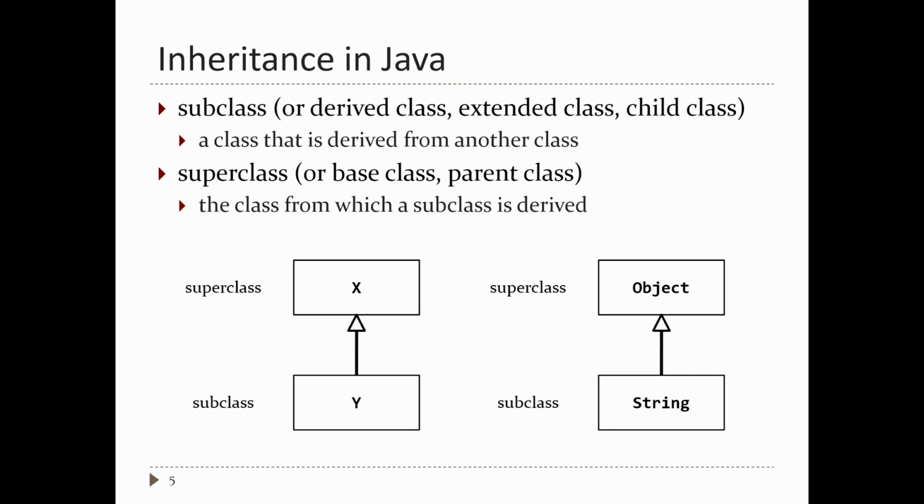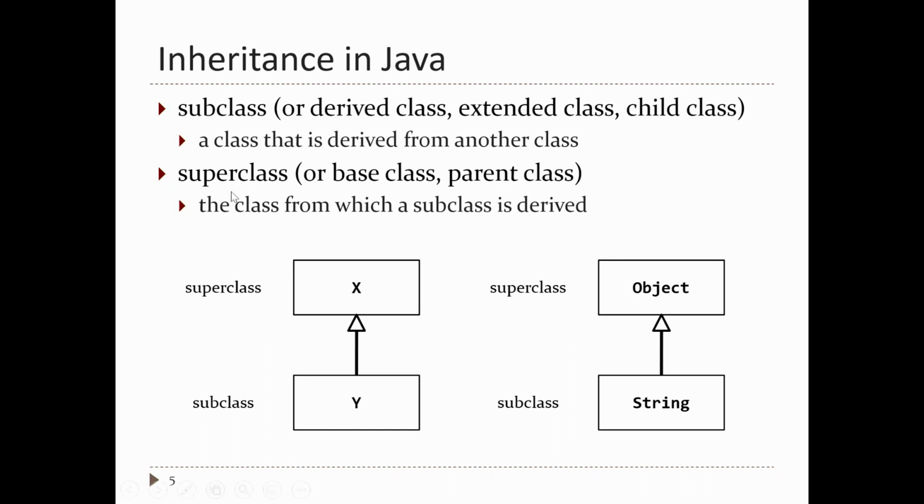There's a bunch of lingo, or jargon, that you need to be familiar with when you study inheritance. The problem with inheritance is that people use a lot of different words to mean the same thing. There's the notion of what's called a subclass. In the picture here, Y is the subclass of X. People also use the terms derived class, extended class in Java, and child class. These all mean the same thing: classes that are derived from another class.